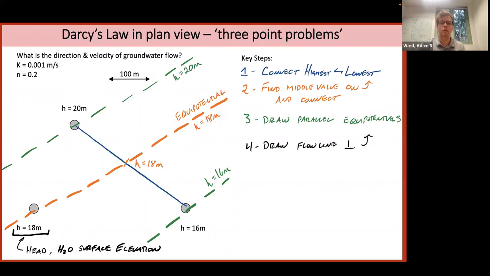Now, from there, we're going to draw a flow line. And so the direction water would be flowing should be perpendicular to the equipotential lines. So we can pick any arbitrary point that we like to draw this flow line. But the idea is that the black line, flow line that I've drawn, is perpendicular to all of the equipotentials.